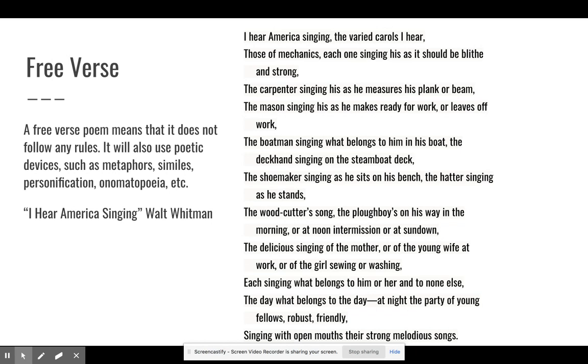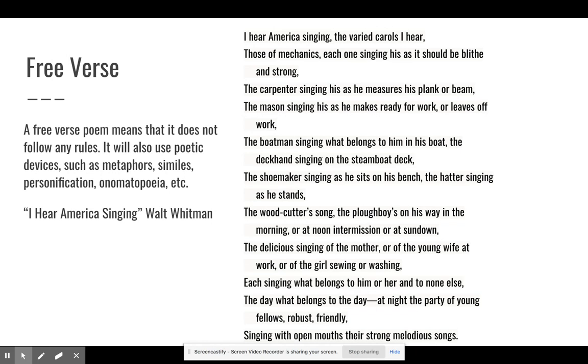But with free verse poems, this is where you really need to use those literary devices. Use examples of alliteration. Use examples of personification. Use metaphors. Use similes. All of those things that we've talked about are a really, really powerful way to make your free verse poem sound really, really great. So a free verse poem means that it does not follow any rules. It will also use poetic devices such as metaphors, similes, personification, onomatopoeia, etc.